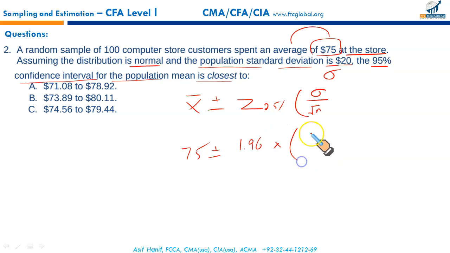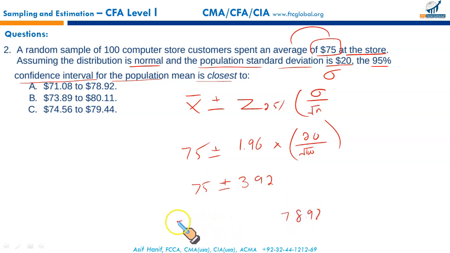Multiplied by 20, which is the population standard deviation, and the sample size is 100, so that will give you a denominator of square root of 100, which would be 10. So when you simplify this, it's going to be 75 plus minus 3.92, which means it's going to be 78.92 and 71.08. So your true population parameter falls within this range.